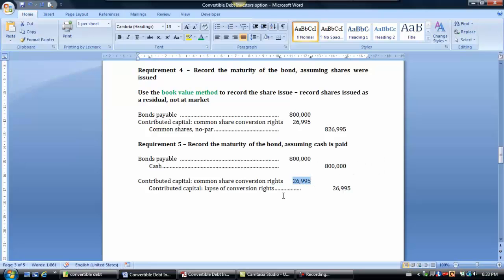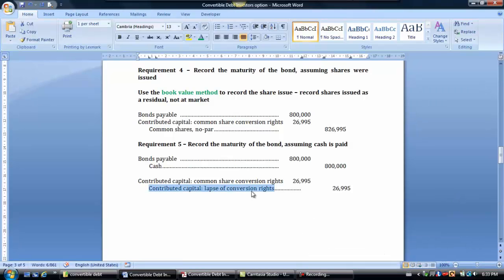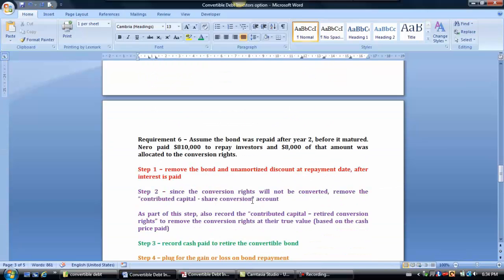But don't forget, part of the amount that these investors paid, part of the premium they paid, was to get these conversion rights. It just so happened that they never had the opportunity to exercise them. So they've paid for these rights. So when we take them off the books, because we still got money for them, we keep them on the books as contributed capital, but we just reclassify them as lapsed or expired rights. So they're still on the books. There's still a section in the contributed capital for them, called lapsed conversion rights, and it's still part of your contributed capital. Okay, so now let's move on to the next requirement in this question.